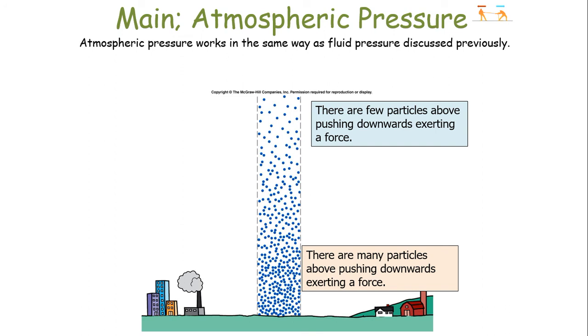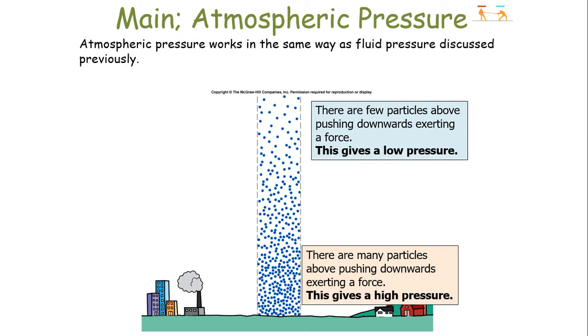So firstly, we know that there are many particles above a point when you're very low down in the atmosphere, close to the surface of the Earth. There are lots of particles exerting a force downwards, so you've got a bigger force downwards, so you get a bigger pressure. The higher up you go, there are fewer particles above that point, so there's less force exerted downwards as a weight, so the pressure will be smaller.